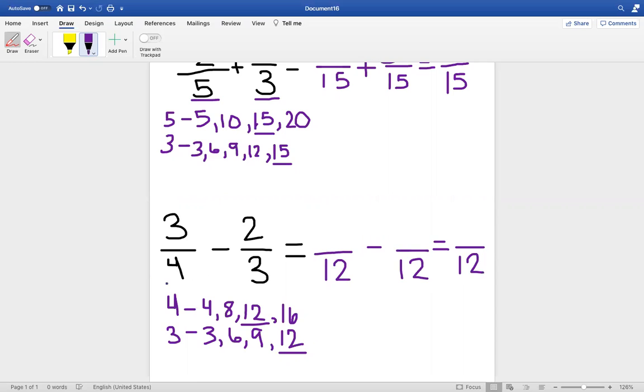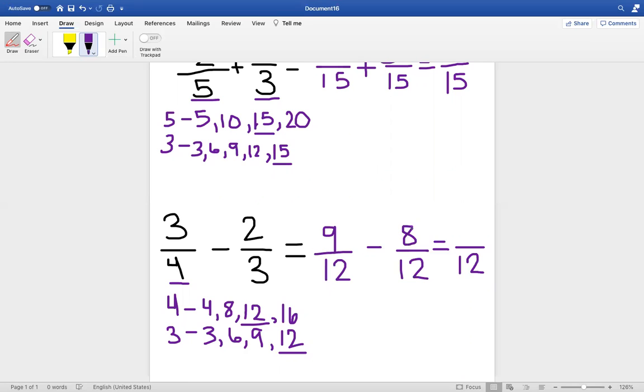So now we ask ourselves, how did I get from 4 to 12? I multiplied by 3. What I do to the bottom, I must do to the top, and 3 times 3 is 9. And now I have to change 2/3. How did I get from 3 to 12? I multiplied by 4. 2 times 4 is 8.